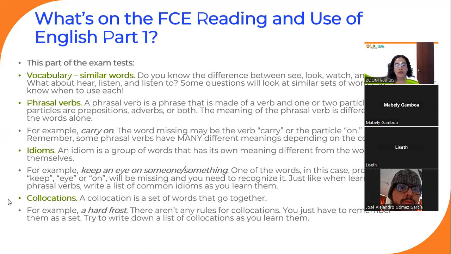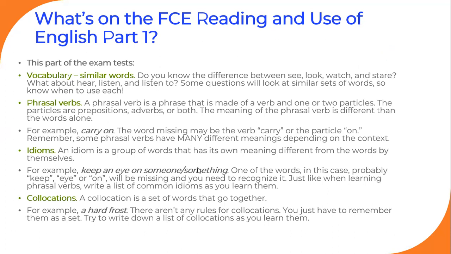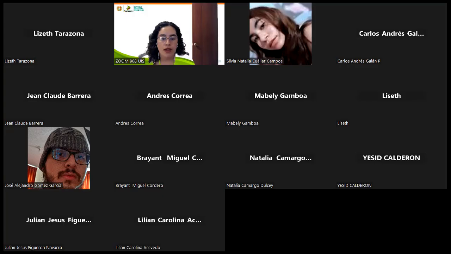And also we can have some collocations. These are sets of words that usually go together, okay? So for example, a collocation is a hard thrust. We don't have any set rules for collocations. We just need to remember them and practice them as a set, as a group, okay? Also writing down some collocations as we encounter them, okay?